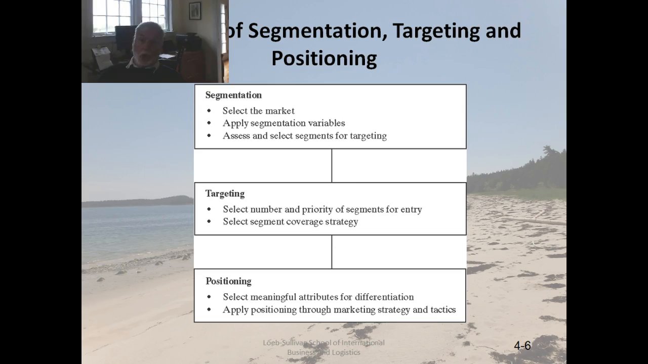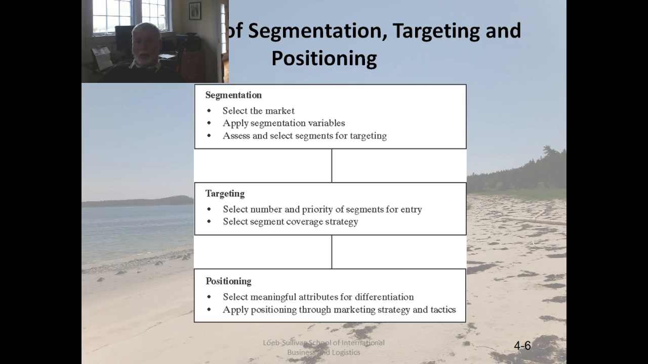So here's a little chart. This is a relatively useful chart. So segmentation, we have to select the market, we have to apply the variables, segmentation variables, and then assess the segments for targeting. Then when we're targeting, we have to decide how many segments we might choose to target, and then figure out how to cover those segments. And then when we're positioning our product, we want to make sure that the attributes of our product are meaningful to our target market.